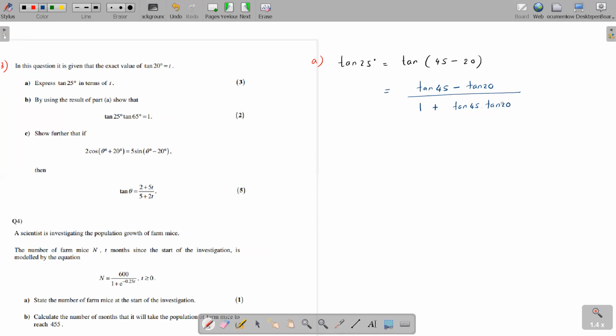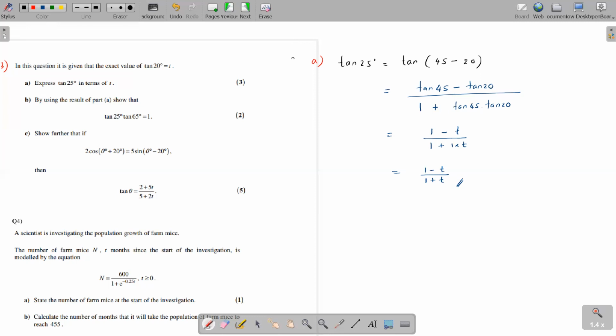Now it's a matter of simplifying. Replace all the tan 20s with t. Tan 45, we all know the value: tan 45 is 1, you can type it in the calculator and check. So inputting the values, 1 minus t over 1 plus 1 into t. So 1 minus t over 1 plus t. Is that okay? That's the answer for part A.